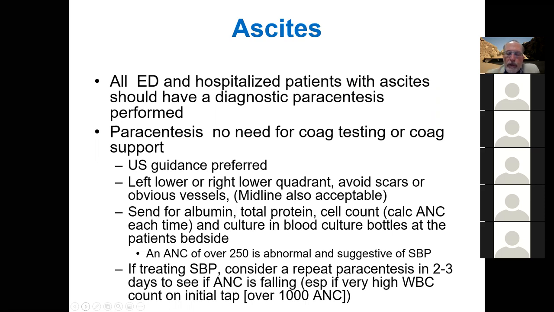We usually start out with ceftriaxone or Zosyn, early add vanco. White count's going up, you're going to be thinking about something else. And that's why you do the culture and blood culture bottles, because you can pick up anaerobes using that technique, which are missed with standard culture techniques.